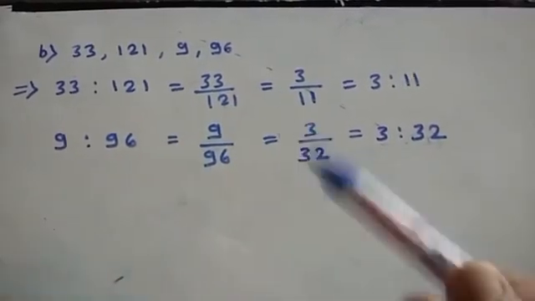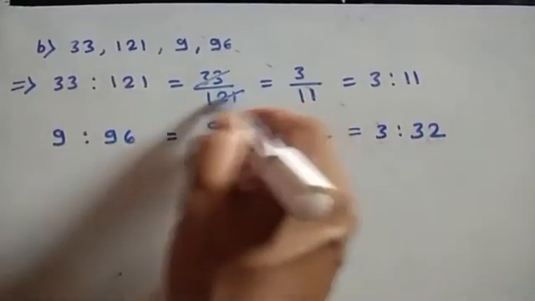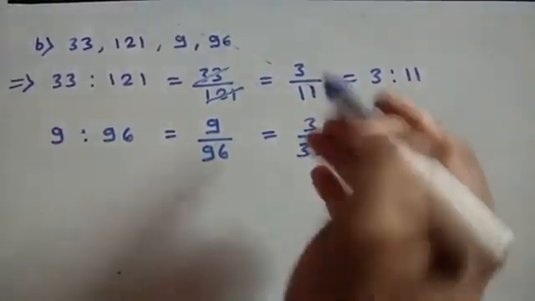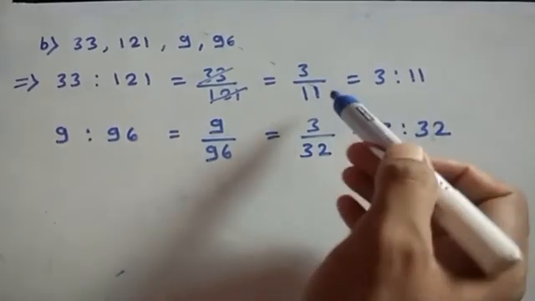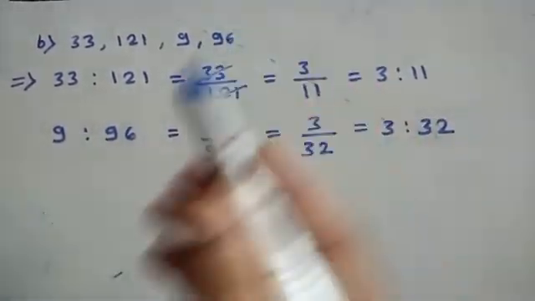Now here you can see both these numbers are divisible by 11. So 11 3s are 33 and 11 11s are 121. So we got the fraction 3 upon 11, that is 3:11. Now the next two numbers, 9 and 96.